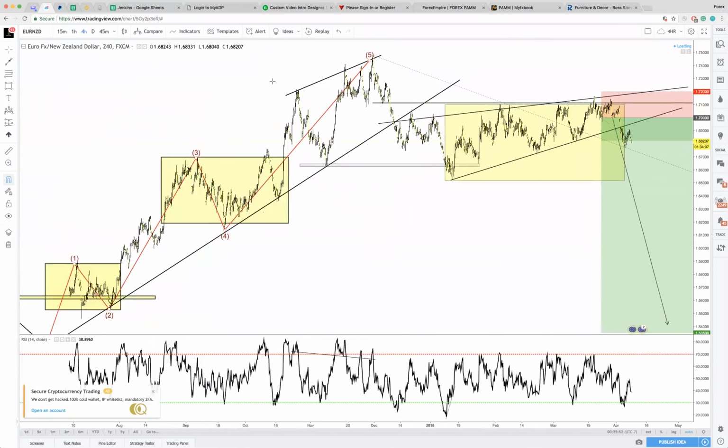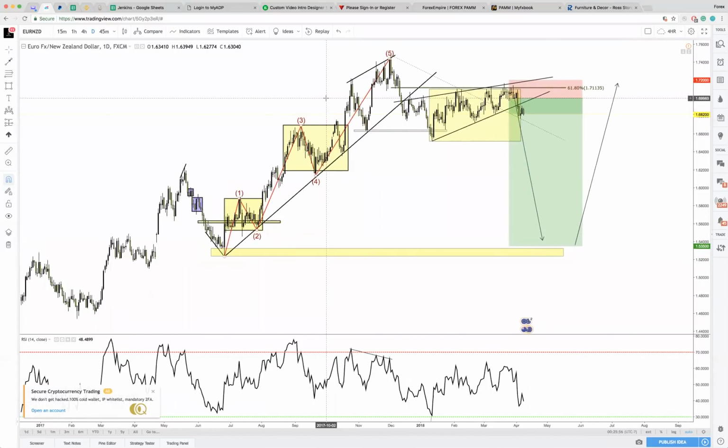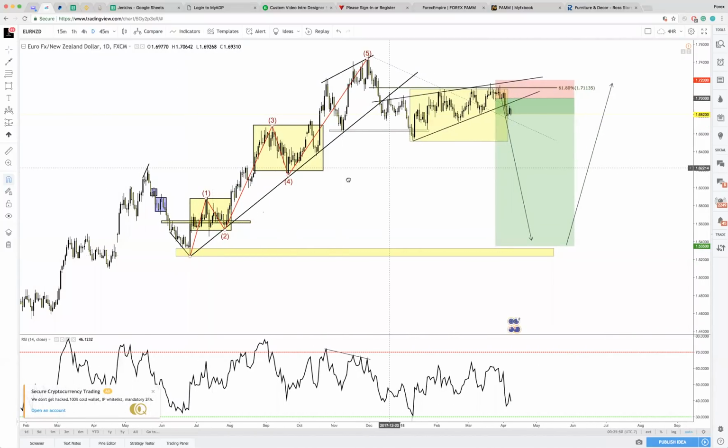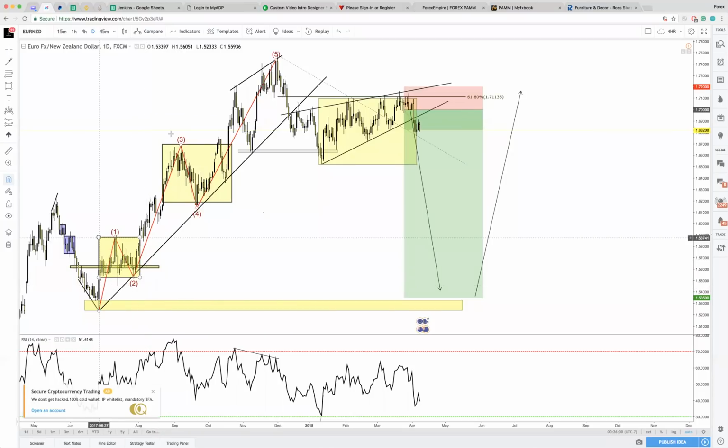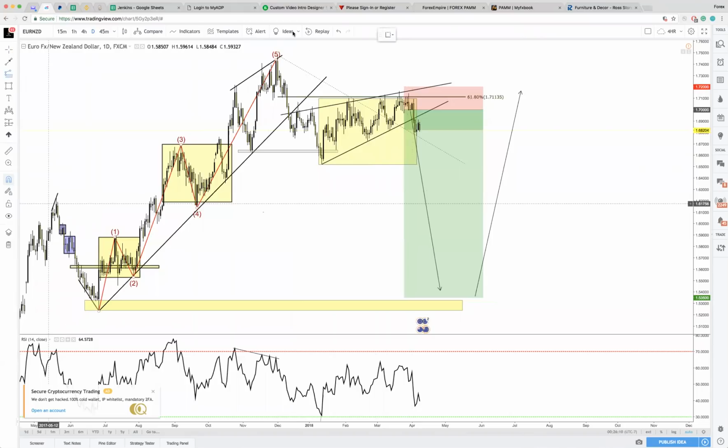All right, Euro NZD, we pretty much got a nice trade entry right about here. So W level 1, level 2, a nice M formation with a divergence. Basically at the same time, it is an Elliott wave pattern. Now we're going to be seeing ABCD. So right about here.